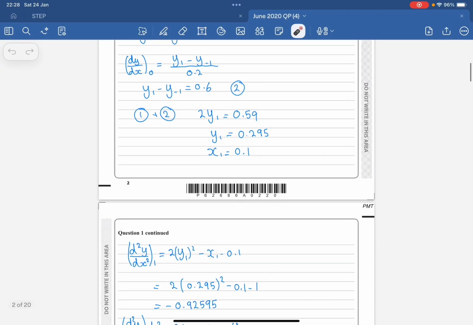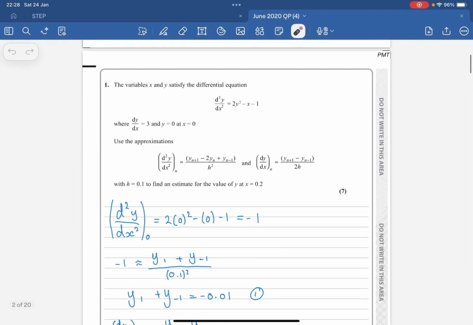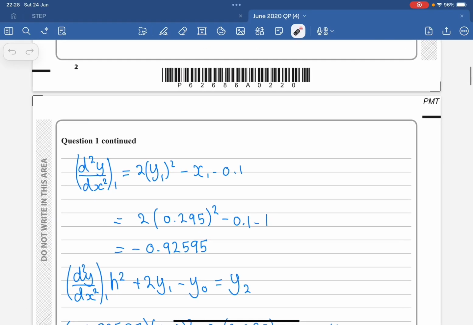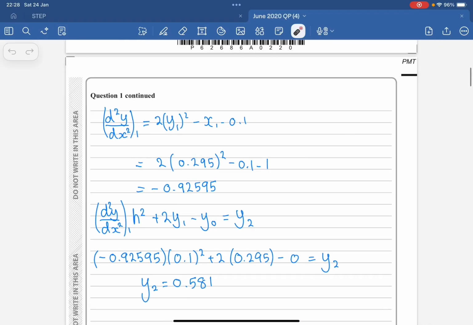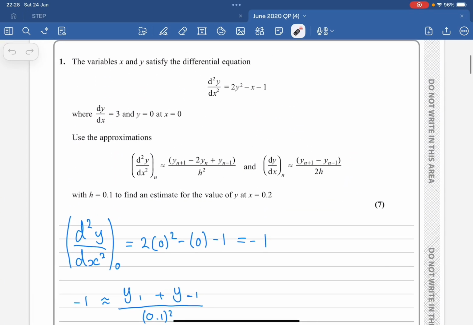Cool. And then we can work out d squared y over dx squared 1 using the same formula at the beginning, but this time with y1 and x1. And that tells us that this is going to be minus 0.295, whatever. Obviously, use more decimal places in your actual answer. But yeah. Cool. Now we kind of have all the values we need to work out y2.